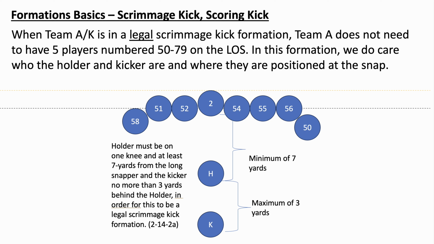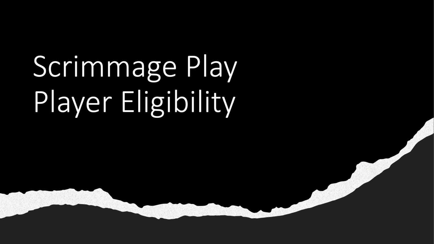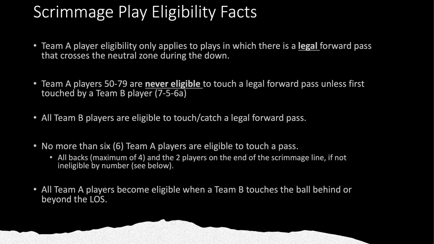So now that we've gone back and looked at what legal and illegal formations are, based off of those formations, let's take a look at who is eligible to touch a legal forward pass. It's important to remember that Team A player eligibility only applies to plays in which there is a legal forward pass that crosses the neutral zone during a down. So think of a screen pass, for instance, where a back catches a ball behind the line of scrimmage. Offensive players, eligible or ineligible, can be downfield if a ball is caught behind the line of scrimmage.